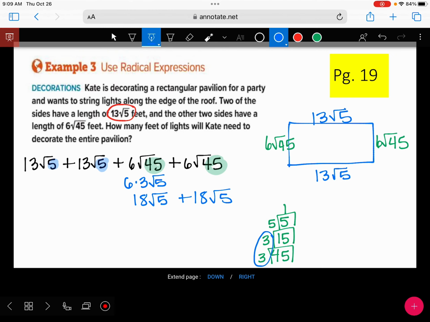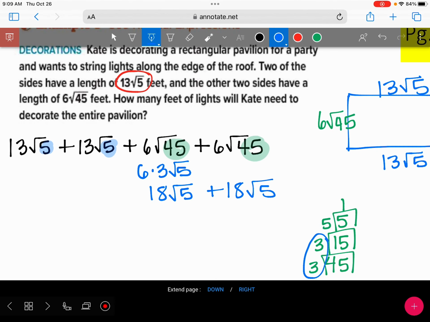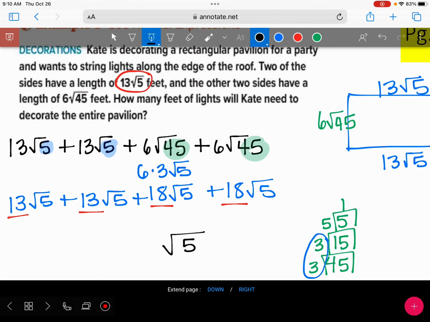So when I'm adding it together, they are all like terms, because they all have a 5 underneath the radical. So pick up your calculator and let's add these numbers in front. You're adding 13 plus 13 plus 18 plus 18. So take 13 plus 13 plus 18 plus 18. And what did you get, Cortez? 188. Anybody else get 188? Oh, that might be a little too big. Do that again.